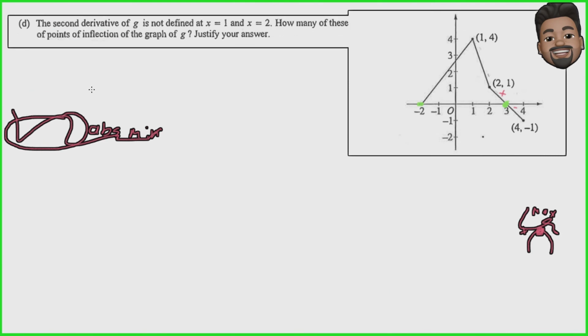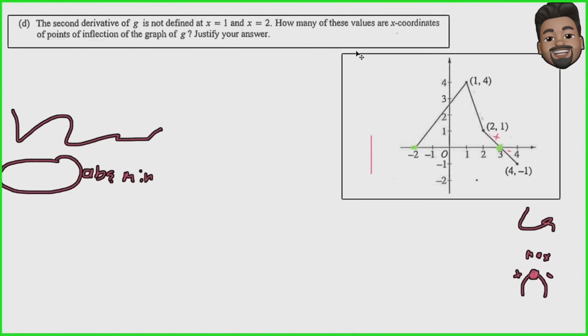Okay, let's go ahead and go on to part D. The second derivative of G is not defined at 1 and 2. How many of these are points of inflection on the graph of G? I'm going to move the graph slightly just so that I can read the question a little bit carefully. How many of these values are x coordinates of points of inflection? Okay, cool. Let's go on to part D.